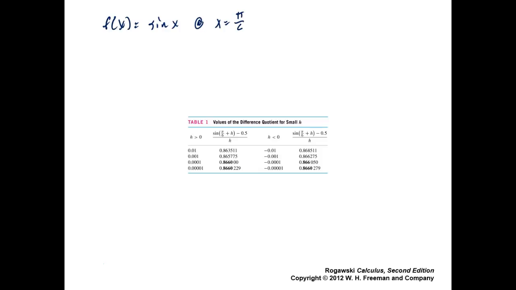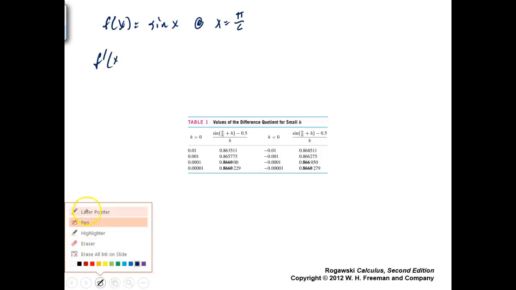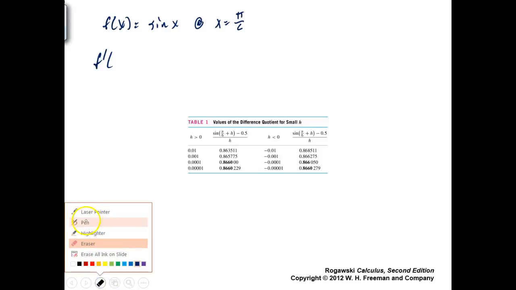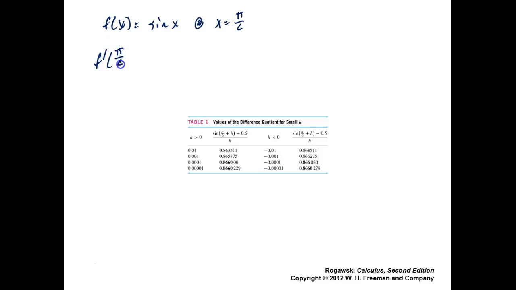Okay. Now, based on what we just said, how would you approach this? It says estimate the derivative. So we want f prime of pi 6. That's what we're trying to estimate. The derivative at pi 6. Okay? Now, according to what we just did, how would you approach that?